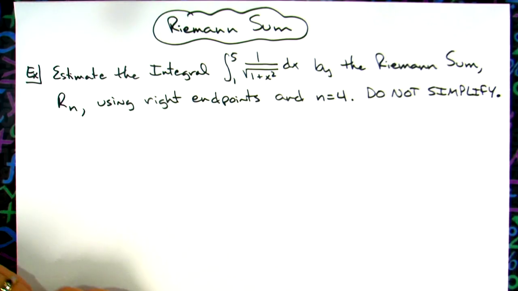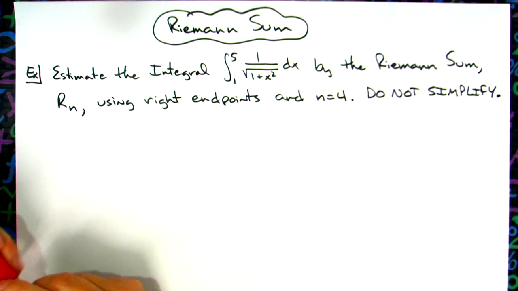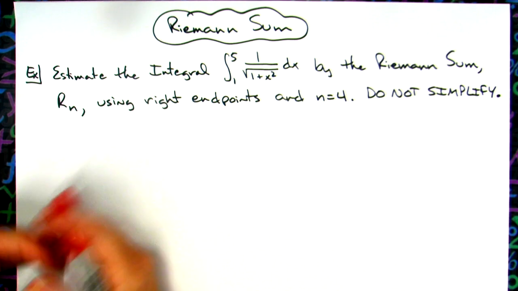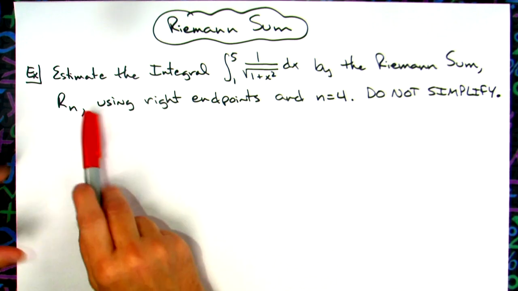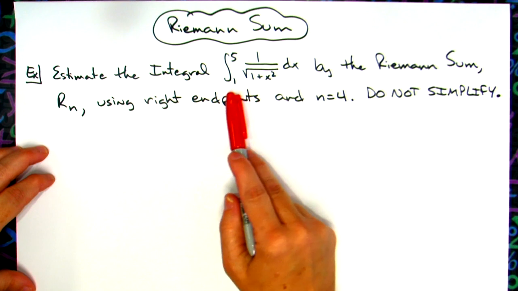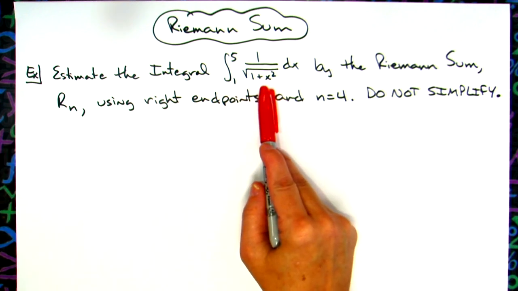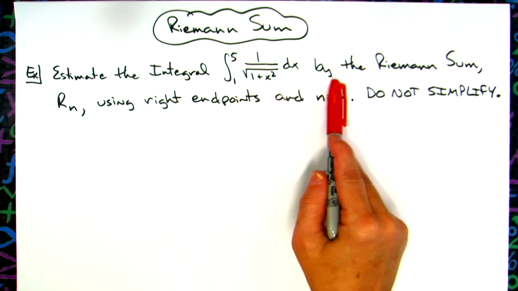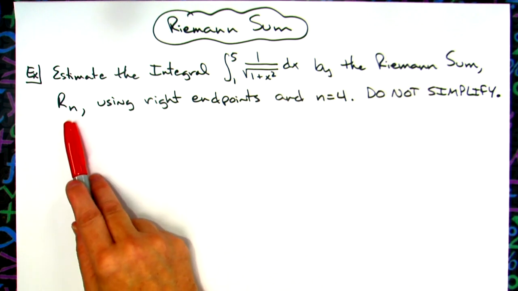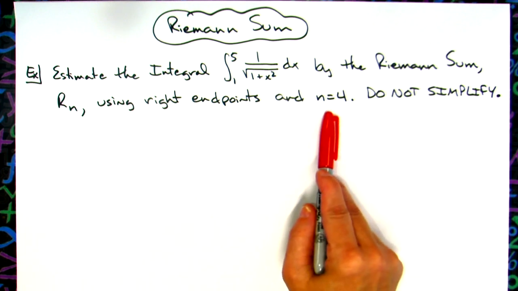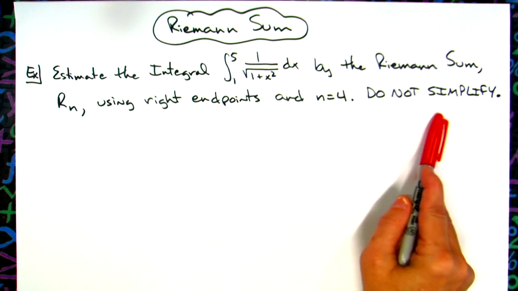In this question, we're going to take a look at a Riemann sum. This could be a question that you would encounter on a final exam for a Calc 1 class, or even right after you have learned how to do Riemann sums. It says: estimate the integral from 1 to 5 of 1 over the square root of 1 plus x squared dx by a Riemann sum denoted by R_n using right endpoints and n equals 4, or 4 subregions. Do not simplify.